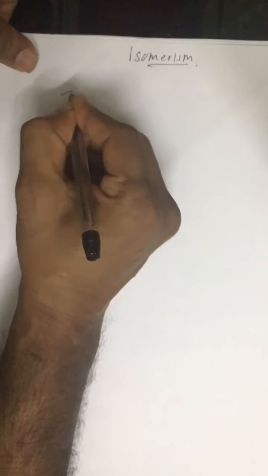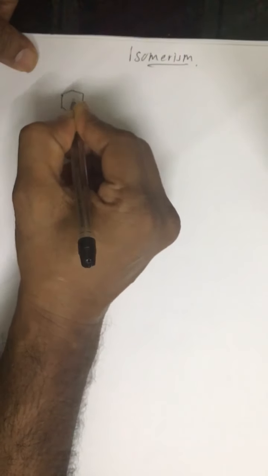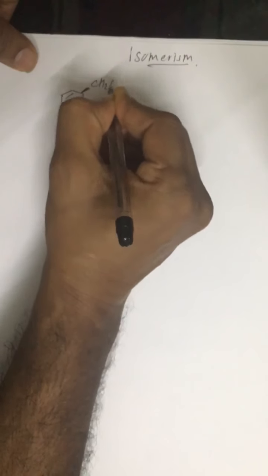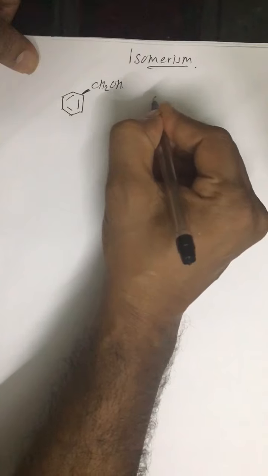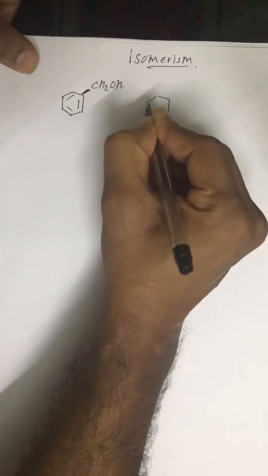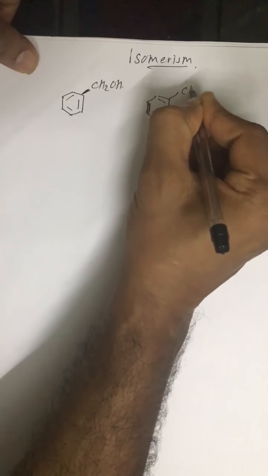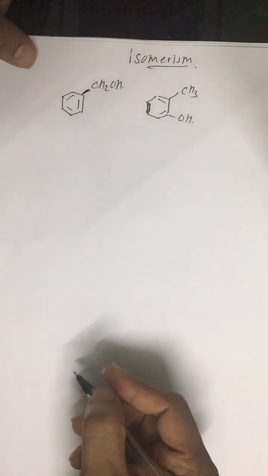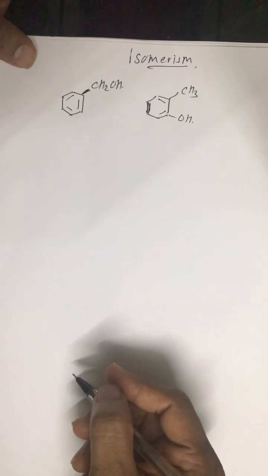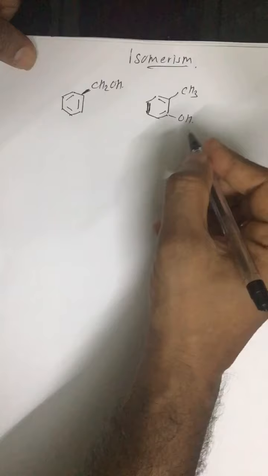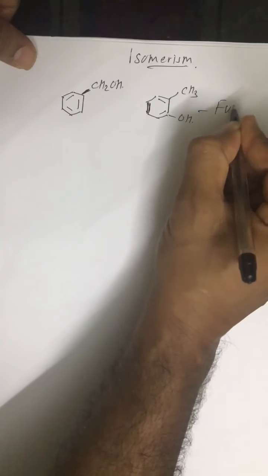In isomerism, we have some specific cases. Look at these two isomers. What do you think? These two are which type of isomers? Normally students get confused in this case. These two are basically functional group isomers.